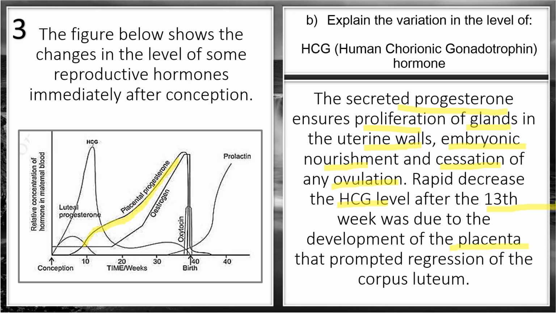The rapid decrease in human chorionic gonadotrophin level after the 13th week was due to the development of the placenta. So this one increased rapidly and then it reduced rapidly because the placenta had been built or developed, which prompted the regression of the corpus luteum. This caused the corpus luteum to decline.